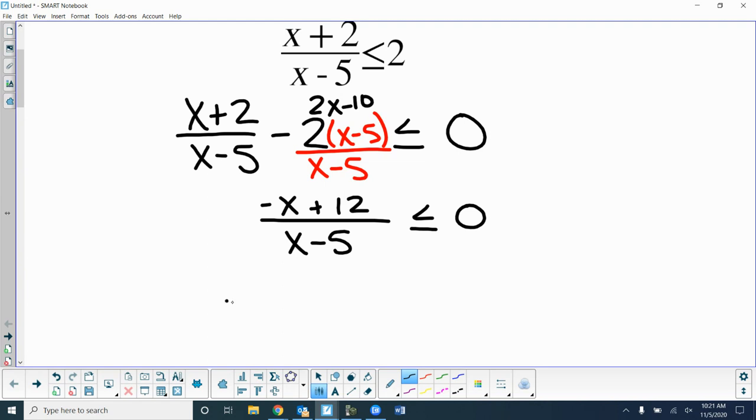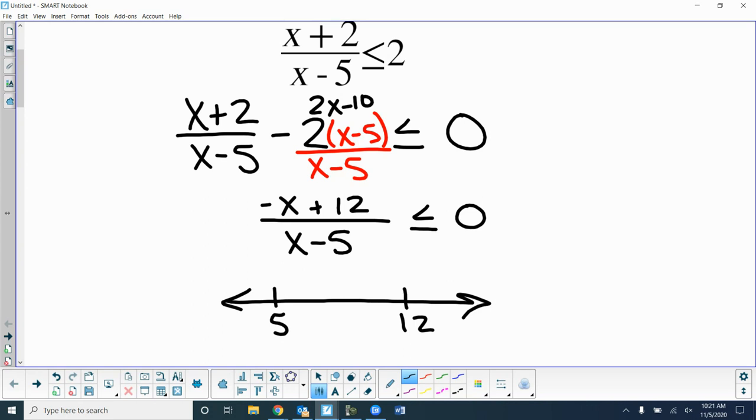Okay, so I want to make my number line for my graph. And what's going to make the denominator equal to 0? 5. Right? And that's going to be on this side. And what's going to make the numerator equal to 0? 12, right? Again, you just set each one equal to 0, but I think most of you can tell that it's 5 and 12, right? In your head.